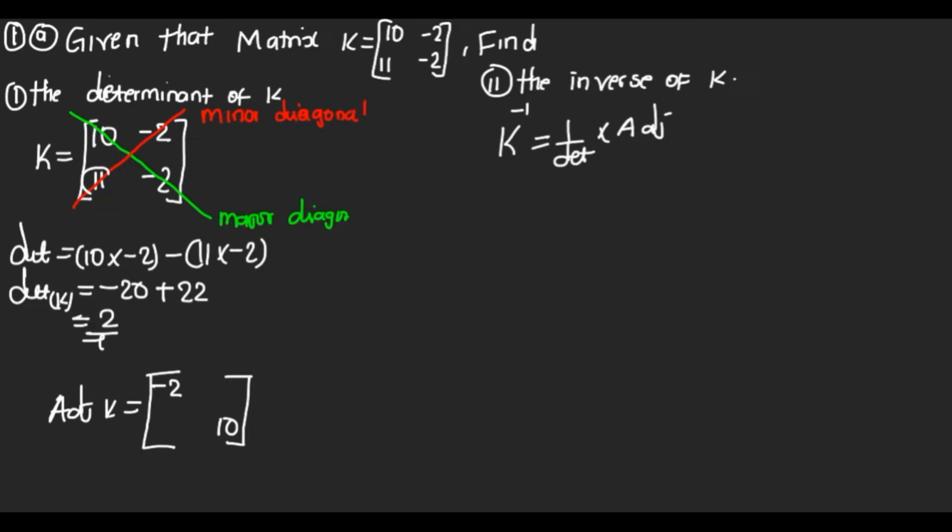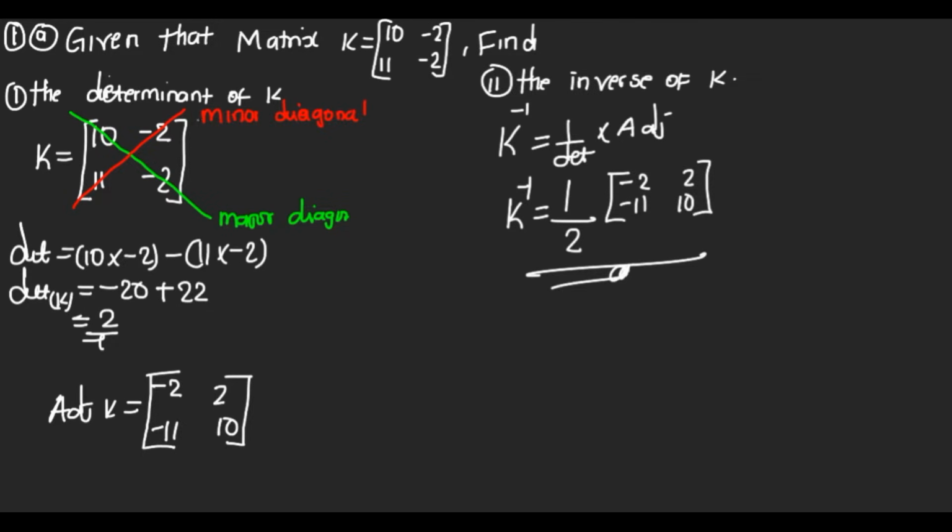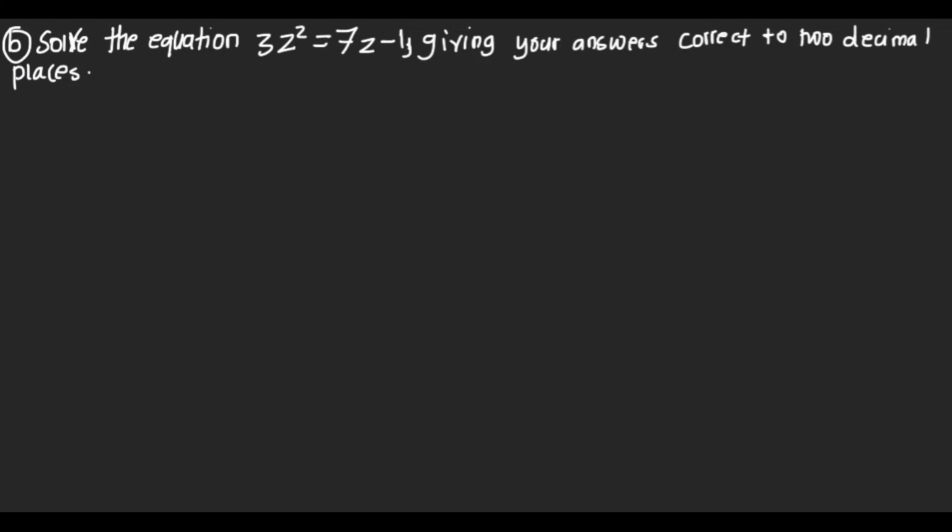Then for the minor diagonal, you just have to change the signs. You don't change the position. So our positive 11 here becomes negative 11. Then this becomes positive 2. So our K inverse is equal to 1 over the determinant, which is positive 2, then our adjoint is negative 2, negative 11, positive 10. So this is our answer.